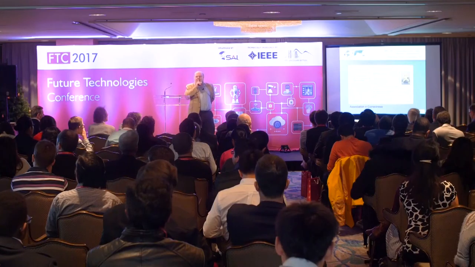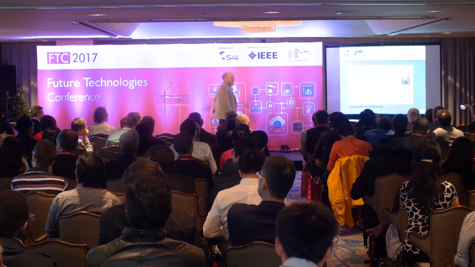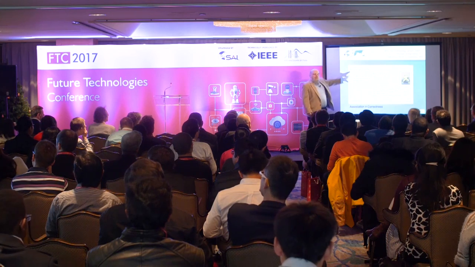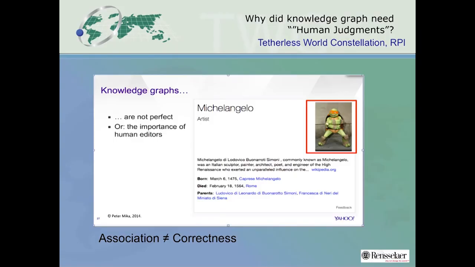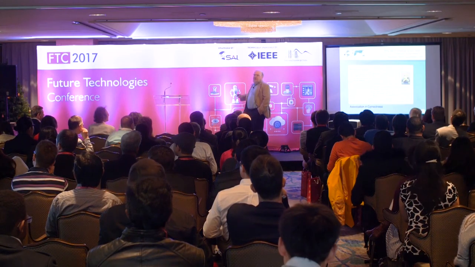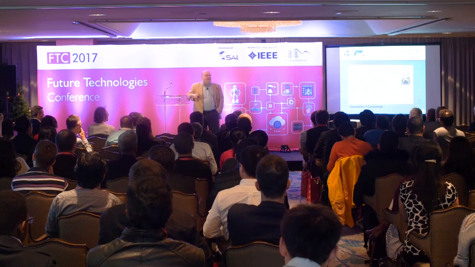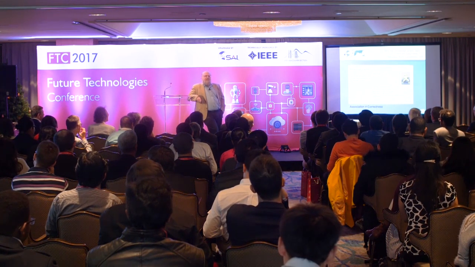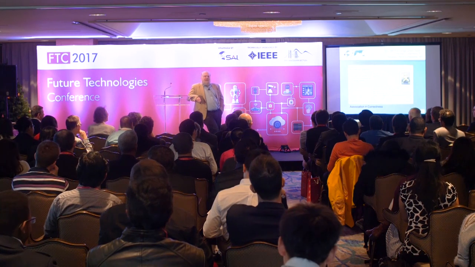So this is the Peter Mika slide I was jumping at, which is that association doesn't mean things are correct. Here, from an early version of Yahoo's knowledge graph, was the page you got when you searched on Michelangelo, the artist, right? It tells you a little bit about him and when and where he was born, and there's the photo. Now some of you are laughing because you know that that's not a photo of the artist Michelangelo, but of a teenage mutant ninja turtle, a cartoon character named Michelangelo.